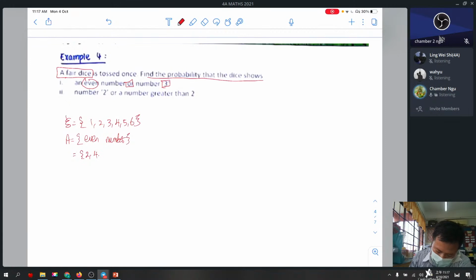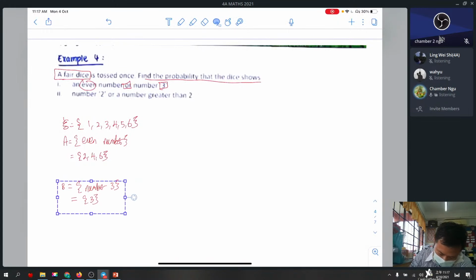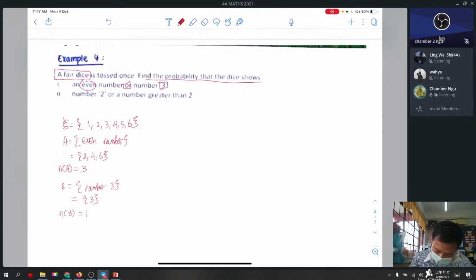2, 4 and 6. However, set B, let's say the set B is get number 3. Number 3 satu saja kan? So 3, right? That means the number of elements in the set A is 3. The number of elements in the set B is 1. Okay, so far understand? If yes, reply me P. If not, reply me Q.